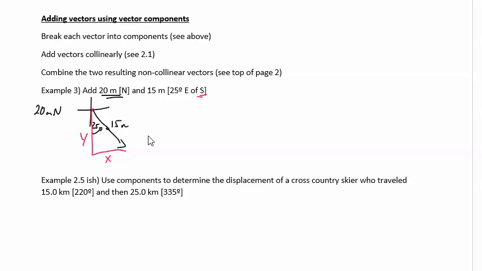So to find the x component, we're going to be using sine. Sine 25 is equal to x over the hypotenuse, or 15 sine 25, and that component is 6.339 meters. Finding that y component, we're going to be using cosine: y over 15, or 15 cos 25, and that component is 13.59 meters.